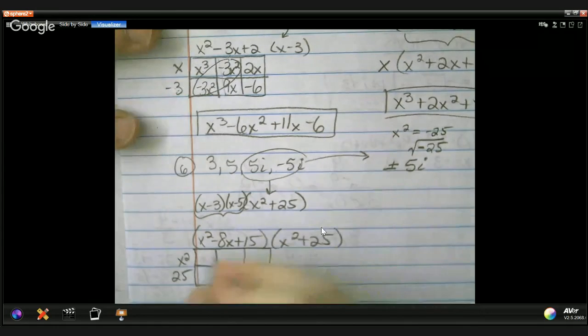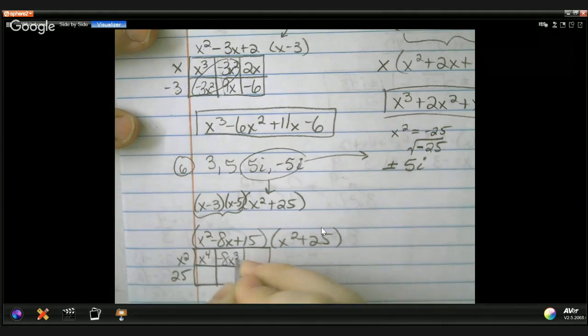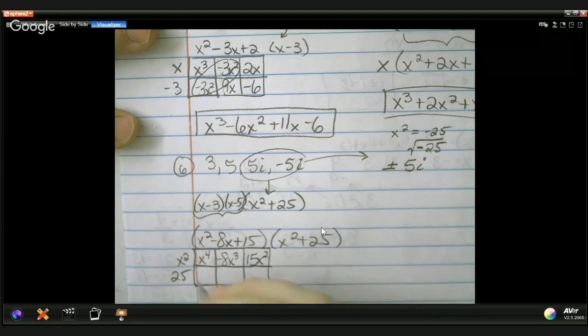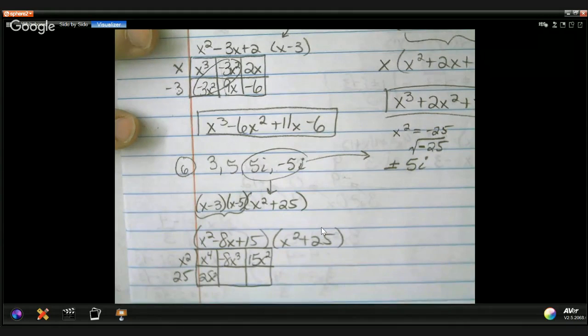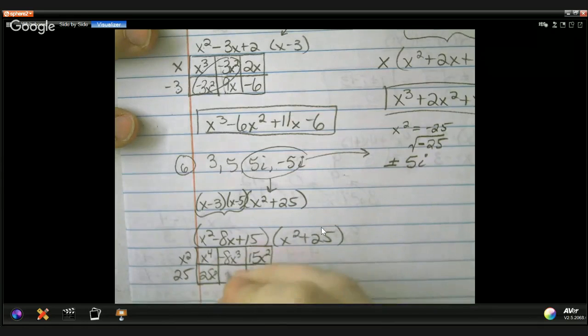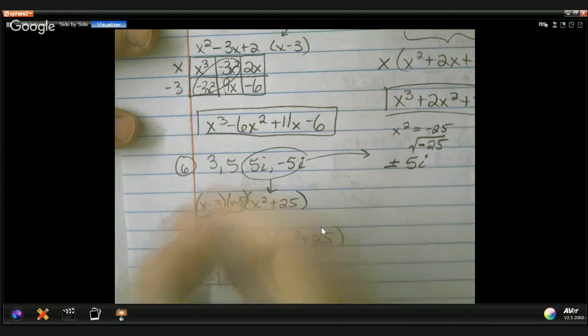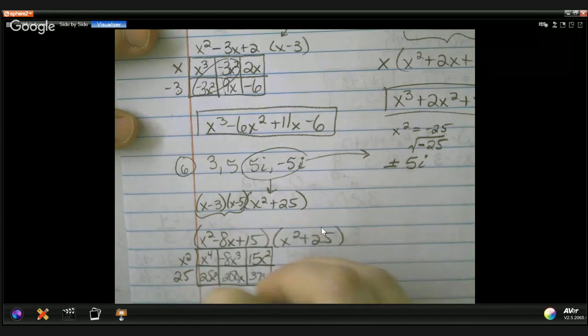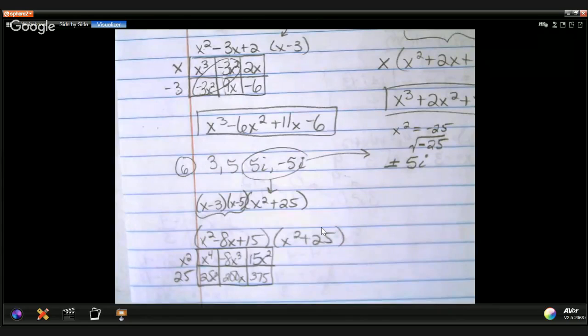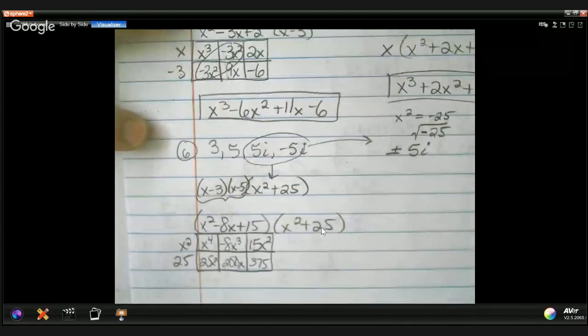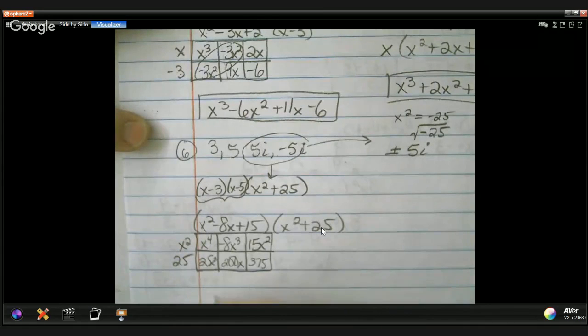So x squared times x squared is x to the 4th, negative 8x to the 3rd, and 15x squared, 25x squared. 8 times 25 is 200x, and then 25 times 15, that's a big number. That's 375. Now usually our diagonals add up, but they're not going to add up this time, so we have to be careful. My biggest is x to the 4th.